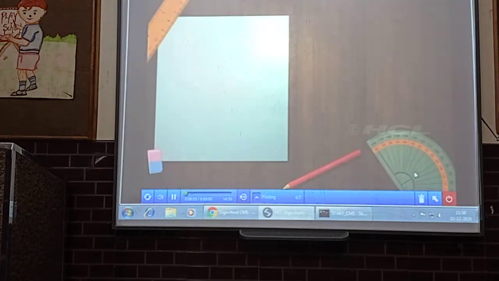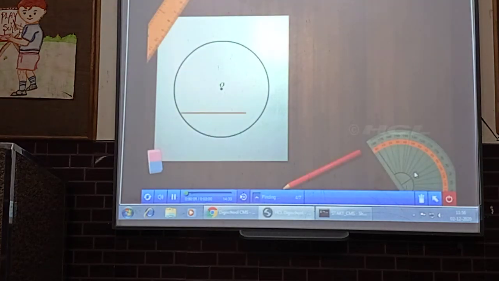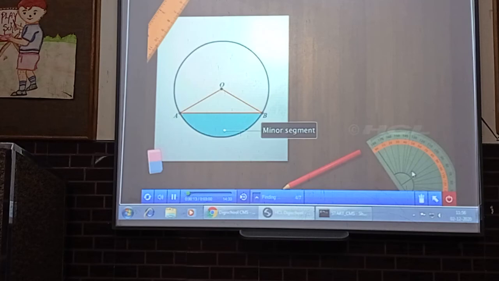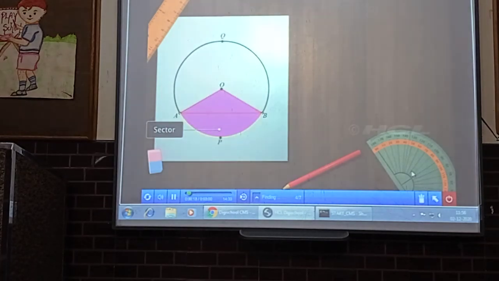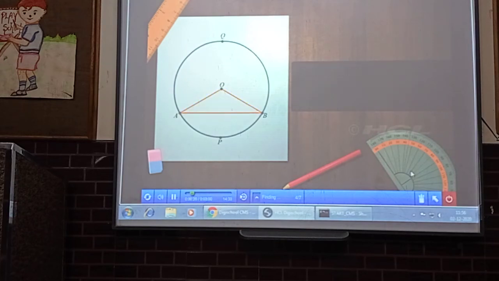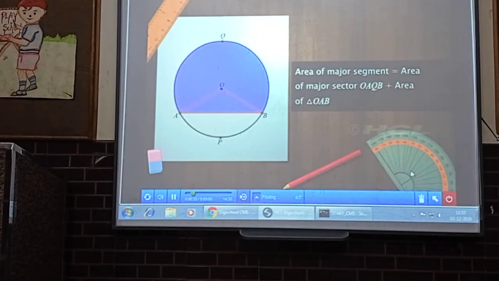Area of segment. In this circle, AB is a chord. Let's see how to find the area of the segments formed by the chord. We'll join OA and OB. Observe that OA and OB are the radii and they form a sector along with the arc APB. Notice that the area of the minor segment of the circle is equal to the difference between the area of the minor sector OAPB and the area of triangle OAB. Similarly, the area of the major segment is equal to the sum of the area of the major sector OAQB and the area of triangle OAB.